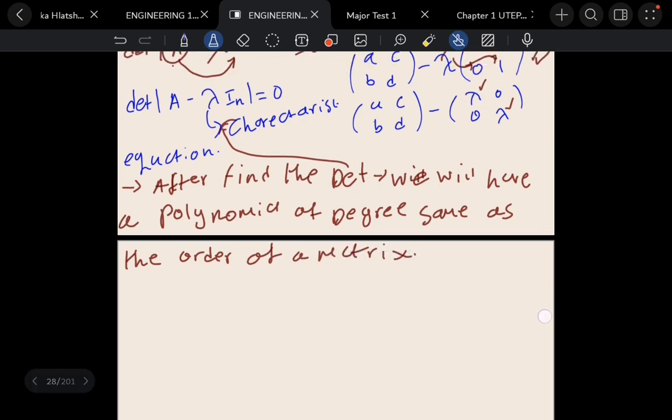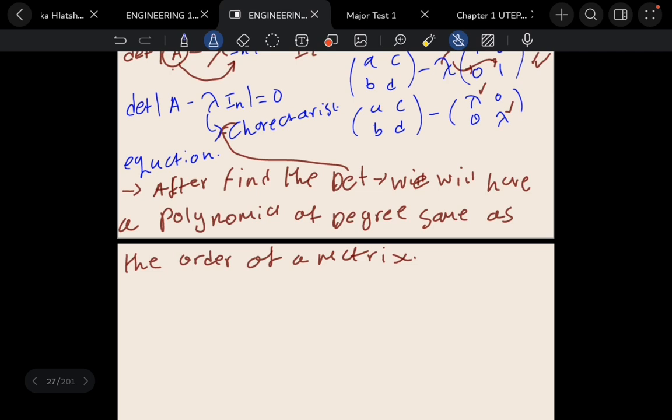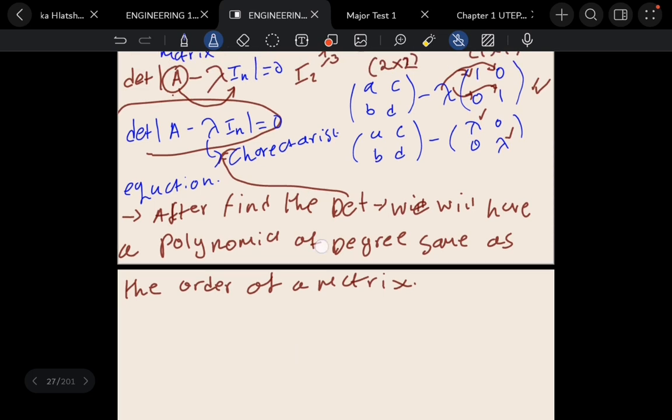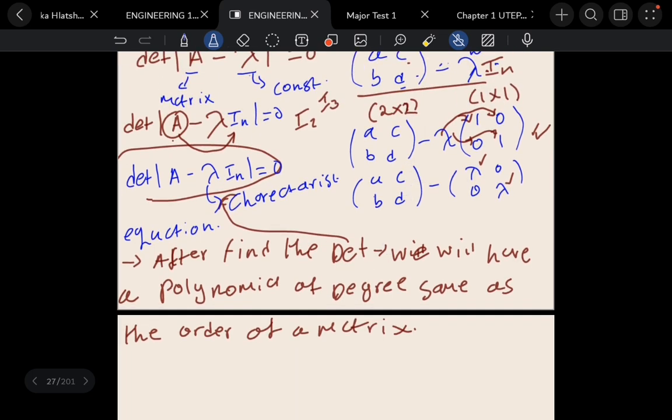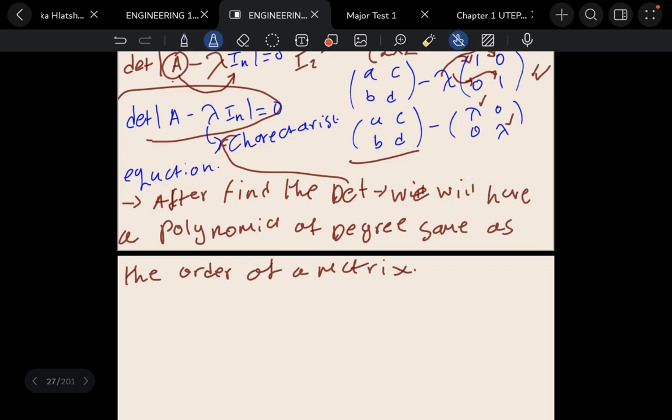We are going to have a polynomial. If you're going to simplify this thing, we are going to have a polynomial of a degree same as the order of a matrix, right? If you're trying to find the eigenvalues of a 2 by 2 matrix, I'm going to have a polynomial that will start with lambda squared. If you are trying to find the eigenvalues of a 3 by 3 matrix, you are going to have a polynomial starting with lambda cubed and so on, right?